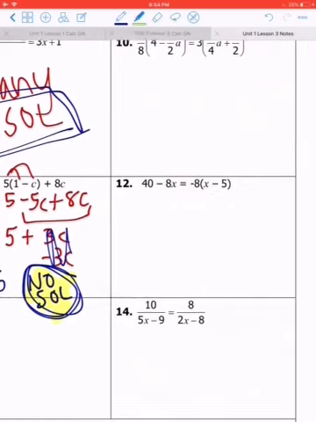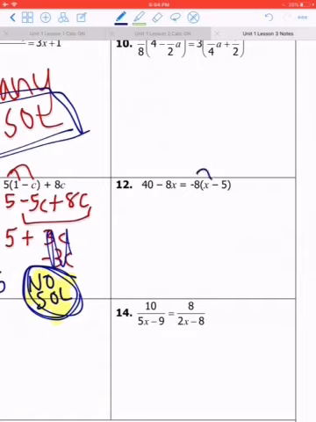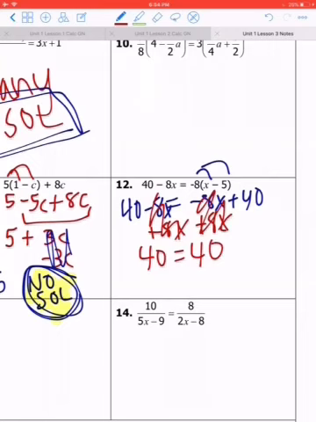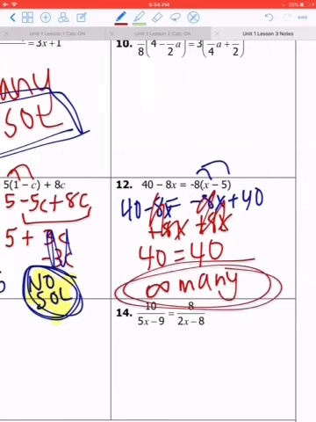Alright, and let's look at 12. This one shouldn't take too long, so let's distribute. On the right side, negative 8x plus 40 equals 40 minus 8x, okay? And you need to get rid of the x's, so before you say your final answer, it should have numbers. There shouldn't be variables anymore. And if they cancel out, that's how you know it's a special case. So 40 equals 40. That is a true statement, so there are infinitely many answers here. So that's why we say infinitely many. Okay?